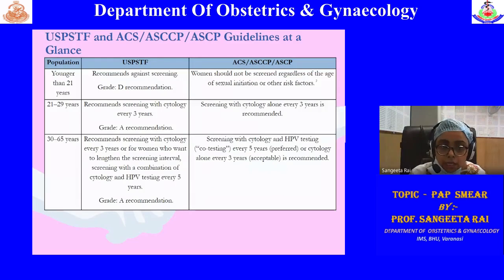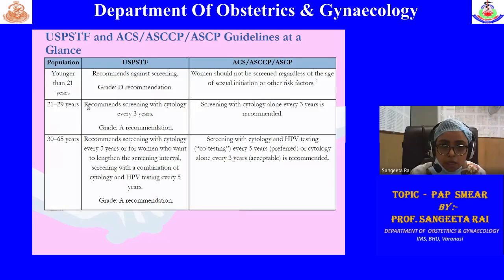So coming to the guidelines: when to start the pap smear, when to do the screening, how long to do the screening, and at what interval. There are many recommendations, and the American classification or cervical cancer screening programs have given the classifications. You need to know when to start the pap smear. Always above 21 years of age. But women should not be screened regardless of the age of sexual initiation or other risk factors. You should know this.